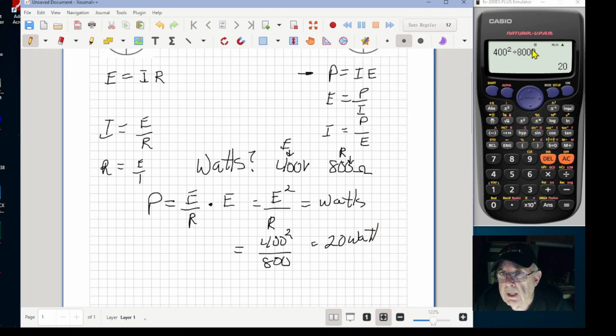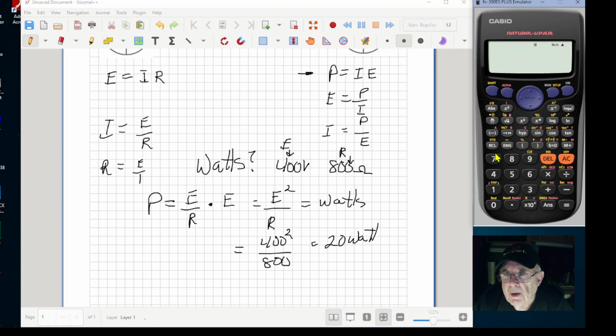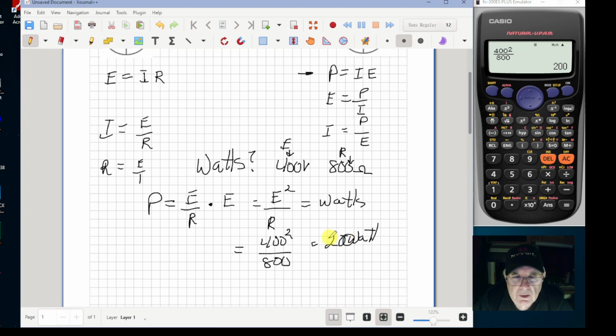Oh, it's not right. I got an extra zero up there. Oftentimes, all these newer scientific calculators have a fraction template key, so that's a good place to do it. 400... I love it when I make mistakes. Okay, squared over 800, equal, there we go, 200 watts.